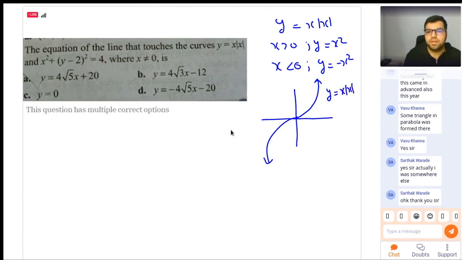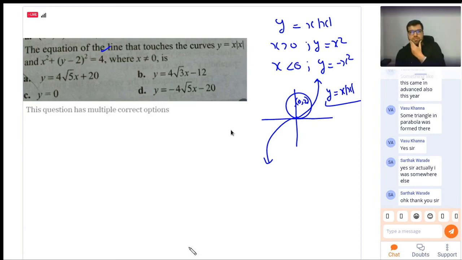So y is equal to x mod x, you know, and then this is the circle. You have to find the common tangents. The circle will be something like this. It has 0 comma 2 as the center, and then you have to find the equation of common tangents. Okay, let me solve it for you. It will be better.